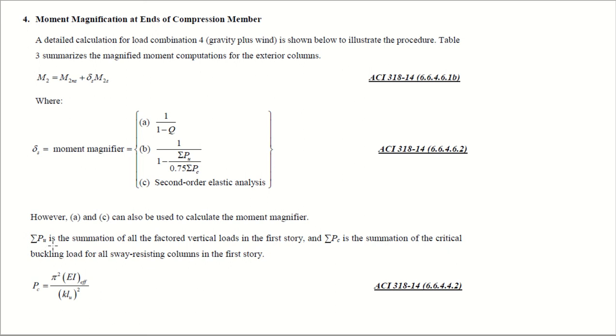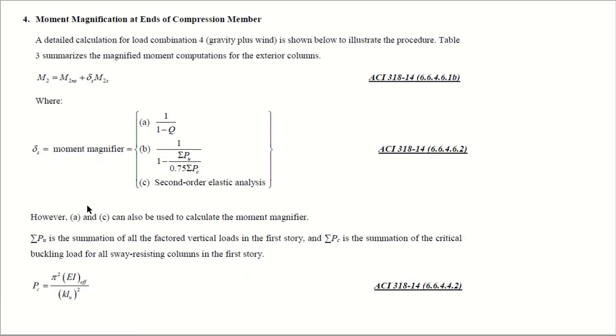In equation b, summation of Pu is the summation of all factored vertical loads in the first story, because we are considering the first story column, and summation of Pc is the summation of the critical buckling load for all sway resisting columns in the first story. Pc is equal to pi square into EI effective divided by K lu square. You know K, you know lu, you know E, you know I, and you know pi. So you can calculate Pc, use summation of Pc. You already know Pu, you have calculated and used it in determining the value of Q. So you can find Pc and put it over here, and you can find the moment magnifier.